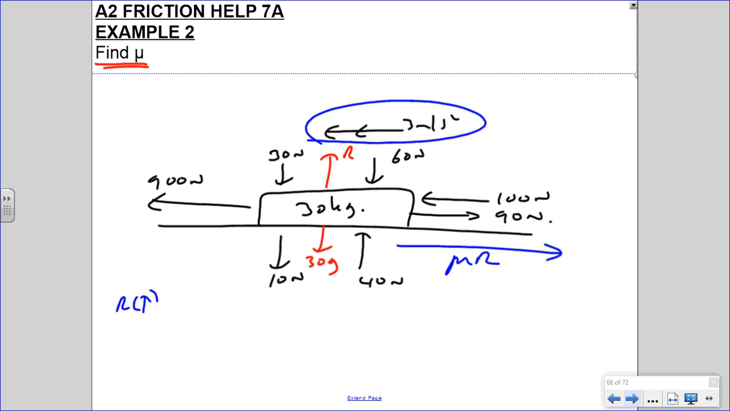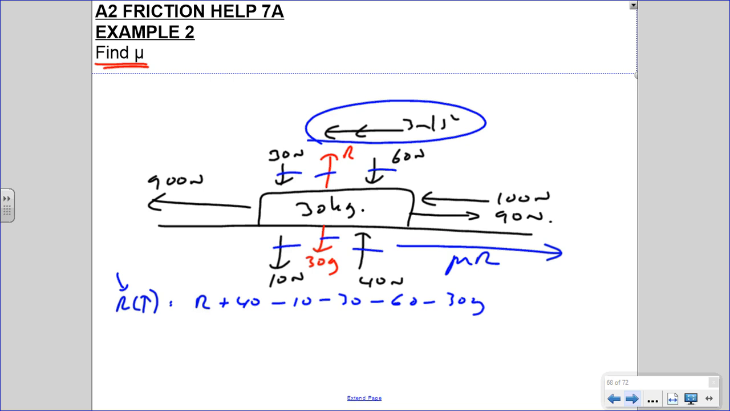So again, we need to know what R is, so we resolve up. Remember, I always tell your examiner which way you're resolving, and it's good for organizing it for yourself. So forces going up is R. We've also got our 40. What else is opposing it? So we've got 10, we've got 30, we've got 60. So there's all the forces except for the 30g. Don't want to forget about that.